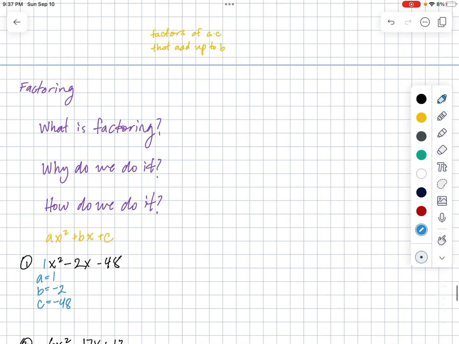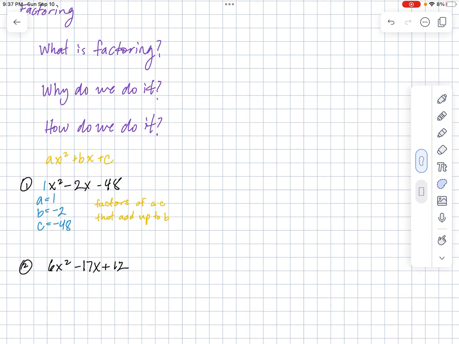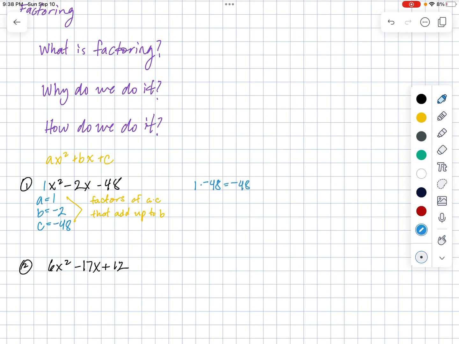Now I want to remind you, after we've gotten to this point, of this little rhyme: we're going to be looking for factors of AC that add up to B. After you've identified what A, B, and C are, every time you're looking for factors of AC that add up to B. So here, we multiply AC, by AC I mean A times C. So we're going to write that over here, 1 times negative 48, which of course is negative 48.